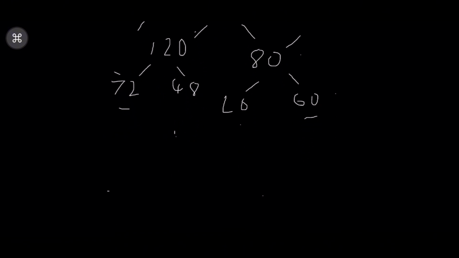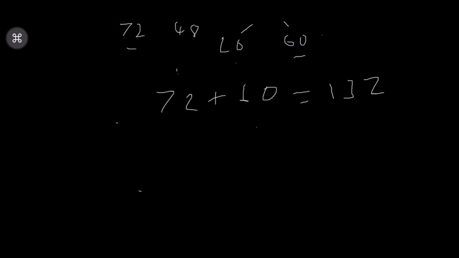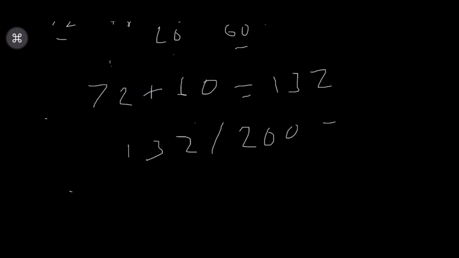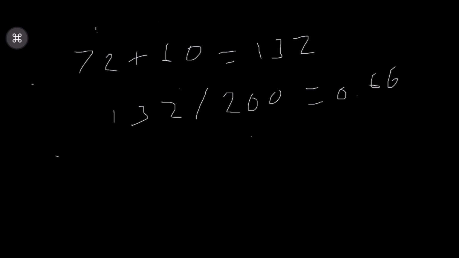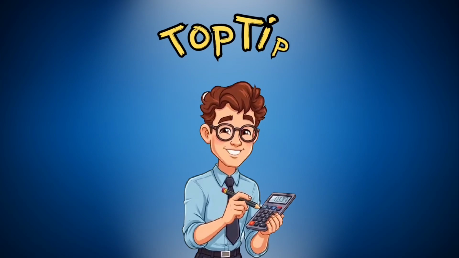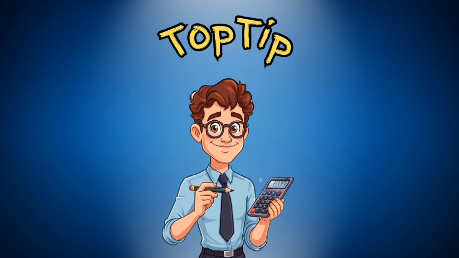Now we can answer questions like, what's the probability a randomly chosen student passes? Total passes is 72 plus 60, which equals 132. Total students equals 200, so the probability of pass is 132 out of 200, which equals 0.66, or 66%. Frequency trees make combined events much easier. For at least one questions, use 1 minus the probability of none. It saves loads of time.